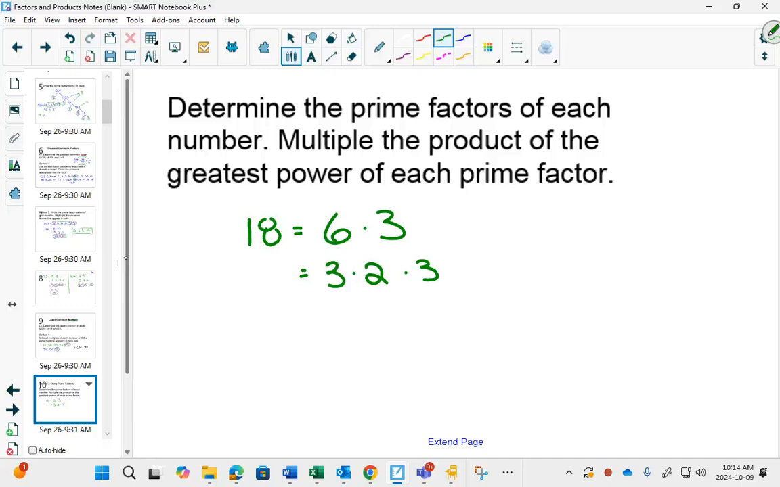Doesn't matter the order. Now in blue, I'm going to write 30. 2 numbers that multiply to 30. 3 and 10. Can you break up any of those? You can break up the 10 to be 5 and 2. There is the prime factorization of 30.